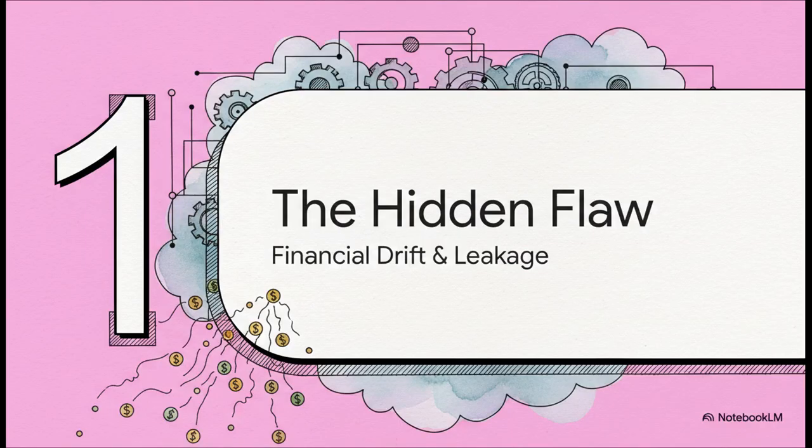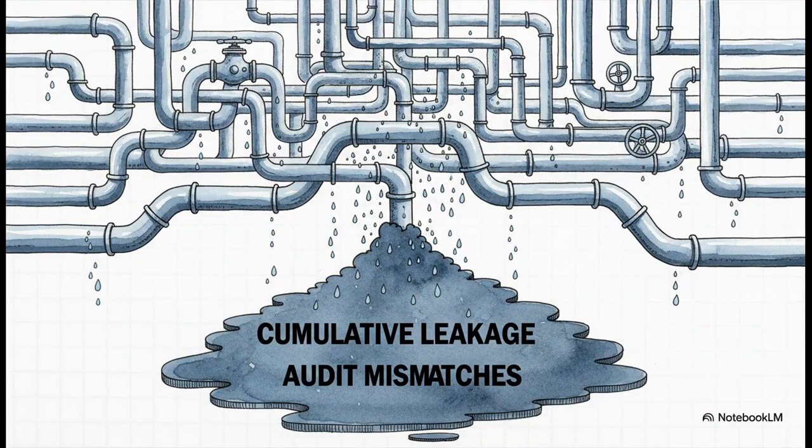Okay, but before we get to the cool solution, we really need to wrap our heads around the problem it's built to solve. And it's a really subtle but massive problem. It's this hidden flaw that exists in so many large-scale accounting systems, something called financial drift and leakage. So what in the world is drift?